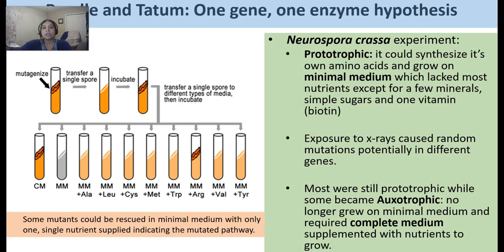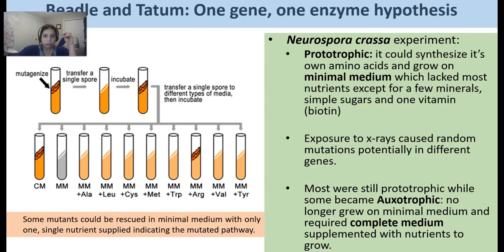So what they did was that they decided to expose Neurospora to X-rays, with the idea that X-rays will obviously cause random mutations, breaks in the DNA, and potentially these breaks are going to be all over the place, right? So each break is going to be in a different gene potentially. And so if they examine hundreds of these mutants, they should be able to look at different genes within the organism.